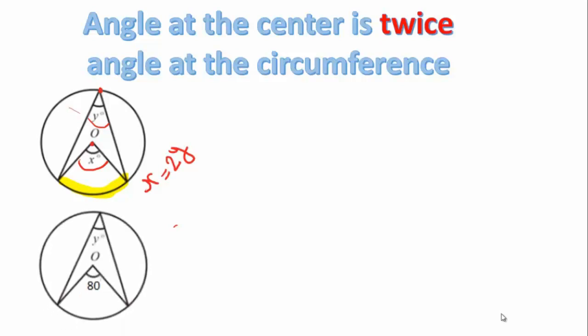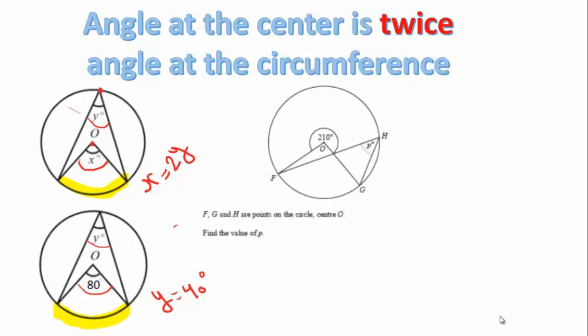For example, this question here, I have an angle of 80. This is angle at the center. So I just told you that angle at the center equals double the angle at the circumference, which is y. So easily we can say that angle y equals 40 degrees because both of them are sharing the same arc, as I told you. Let's take a look at this question here.